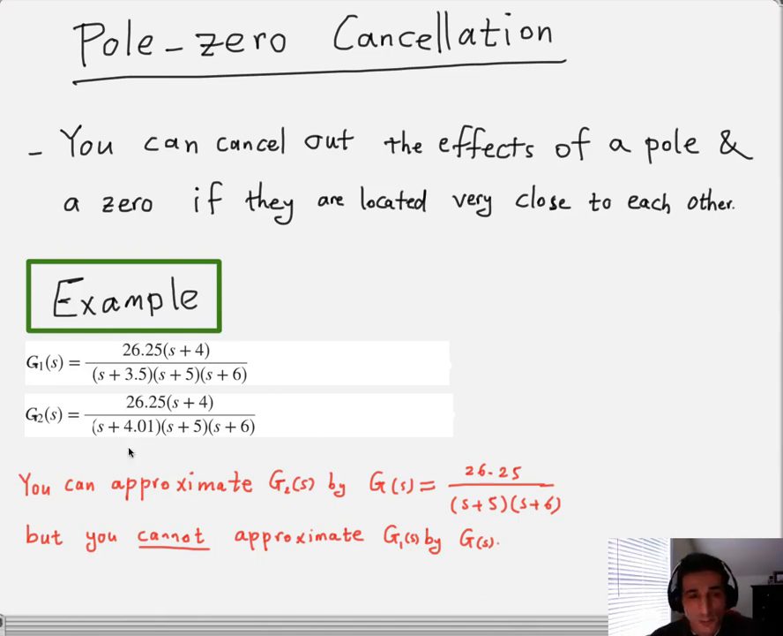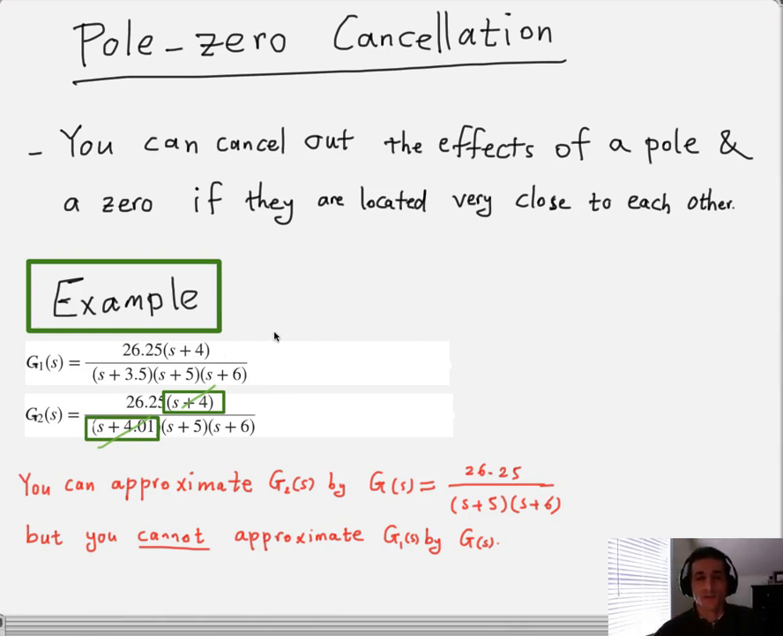It turns out that you can approximate the second system G2 by simply eliminating s plus 4 and s plus 4.01. You can just cancel these two out, and the reason is that the location of the pole and the location of the zero are very close to each other. You cannot really do that here, because you have -4 and -3.5. They're still close, but they're not really that close.